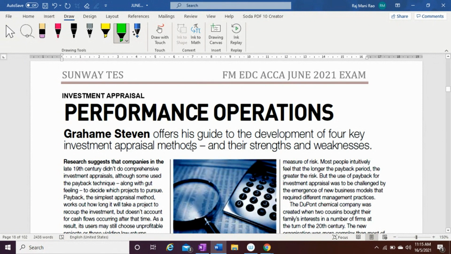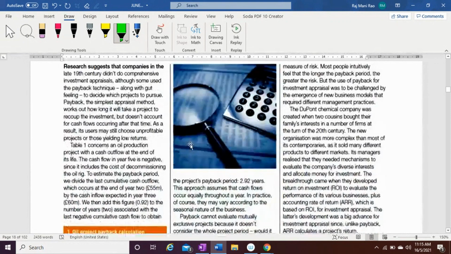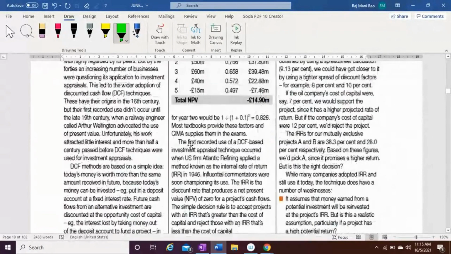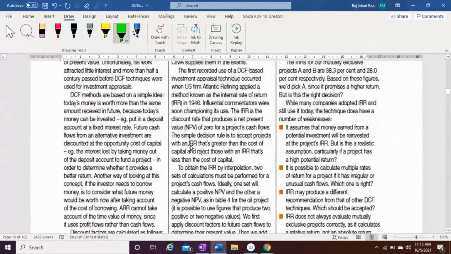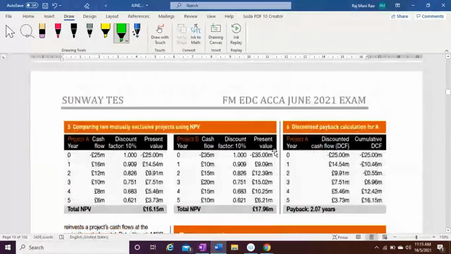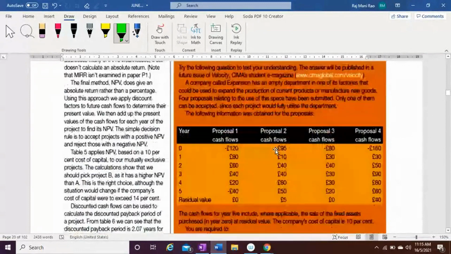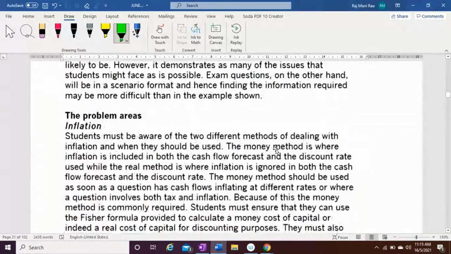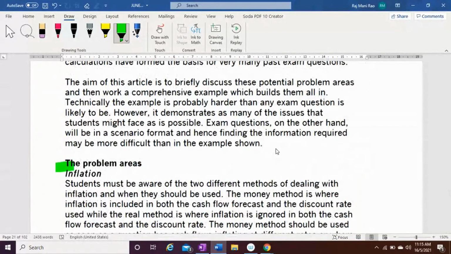Okay, so investment appraisal. There's also an article here. This one talks about different methods. So the IRR has a number of weaknesses. So read up all the weaknesses here. What are the weaknesses of IRR? Okay. So the problem areas that you will face in your exam is the inflation.